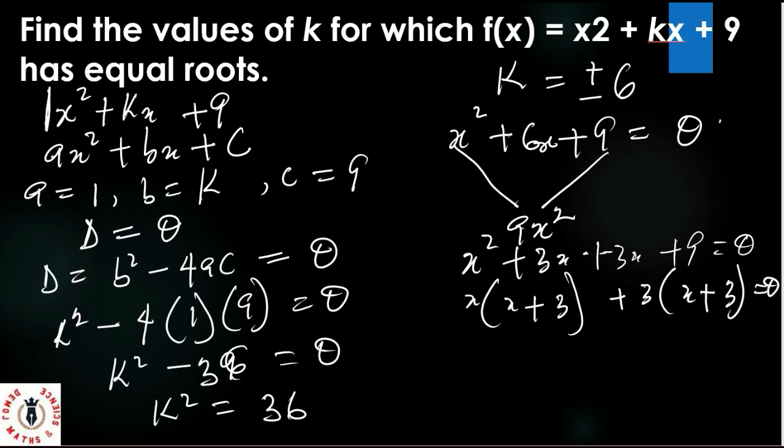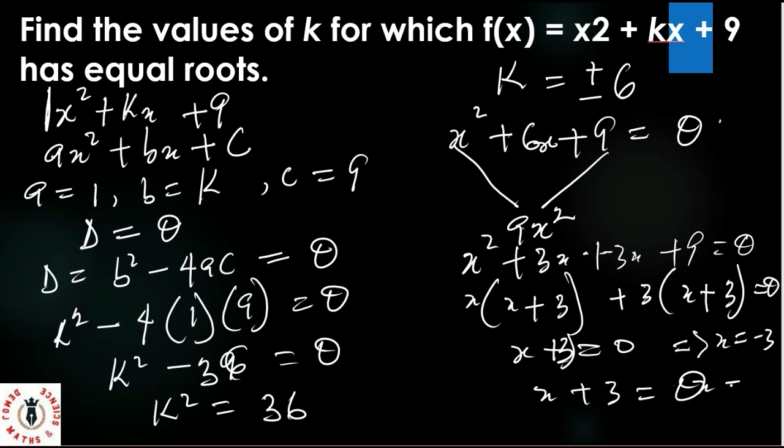Now if you see it, you know that we have equal roots that are repeated. x plus 3 equals 0 and x plus 3 equals 0. This implies that x is equal to minus 3, x is equal to minus 3. So in the two instances, x is equal to minus 3. The value of k equal to plus 6 satisfies this equation to give us two equal roots. Now you can try that on your own for minus 6.